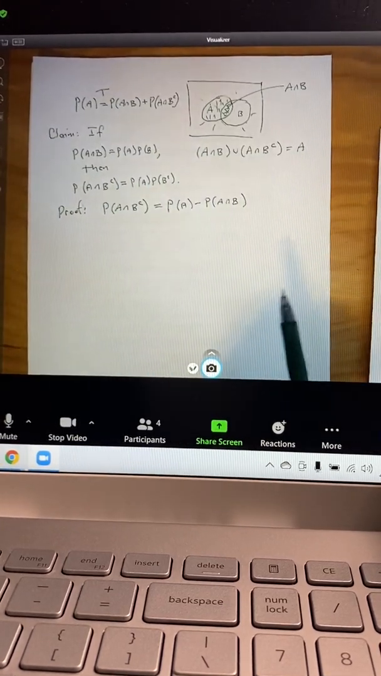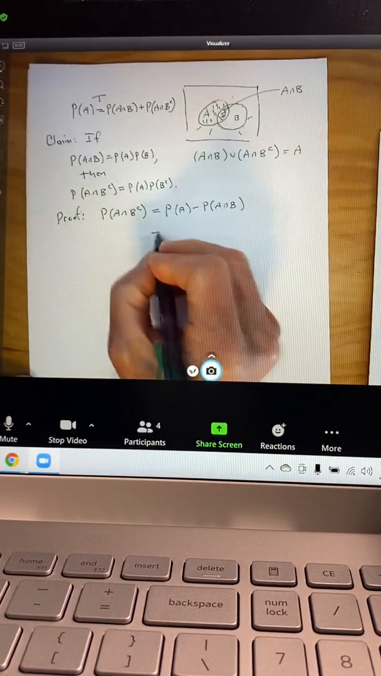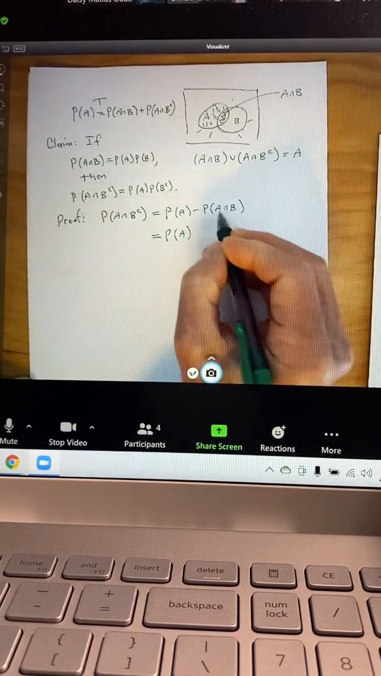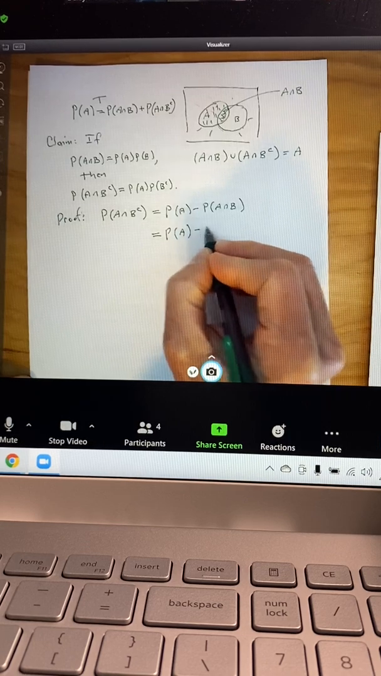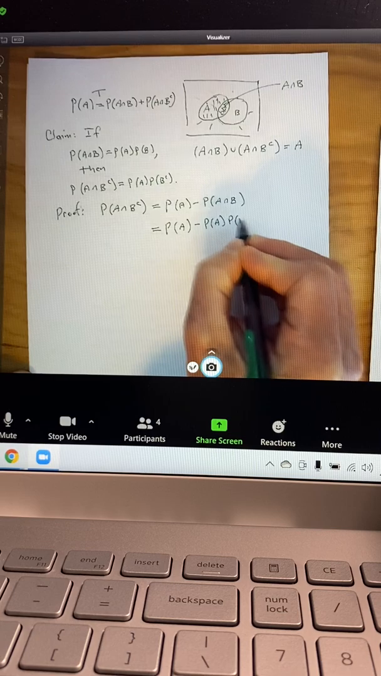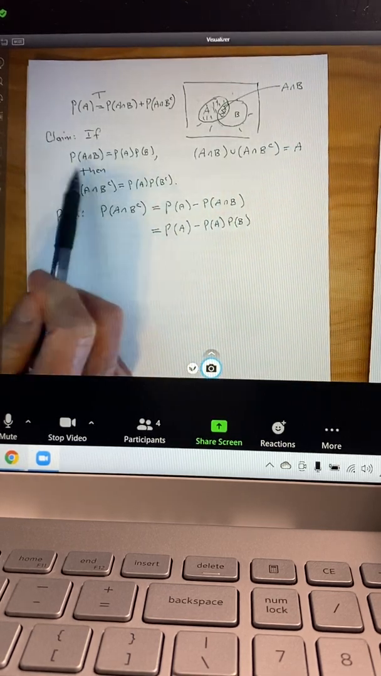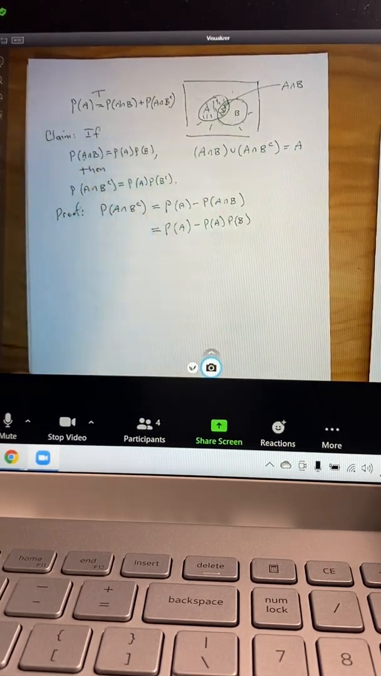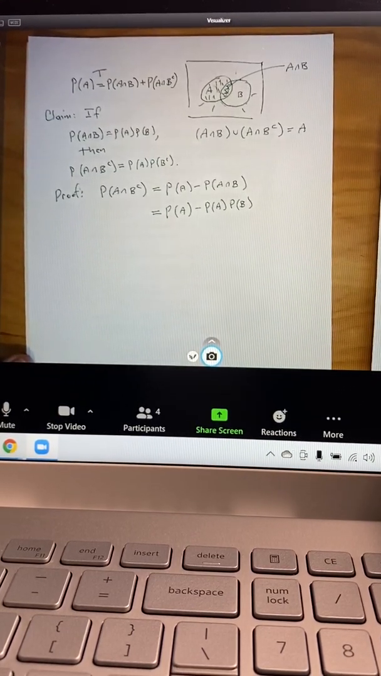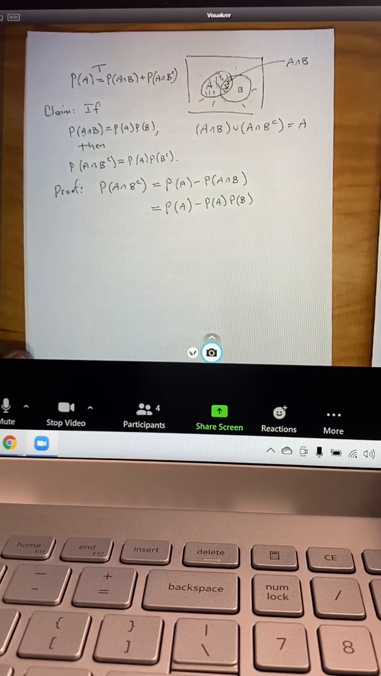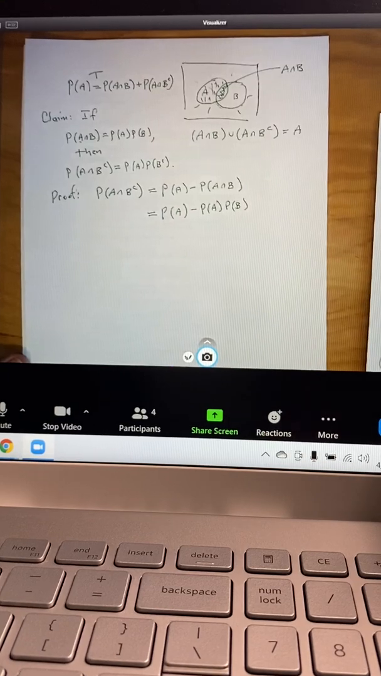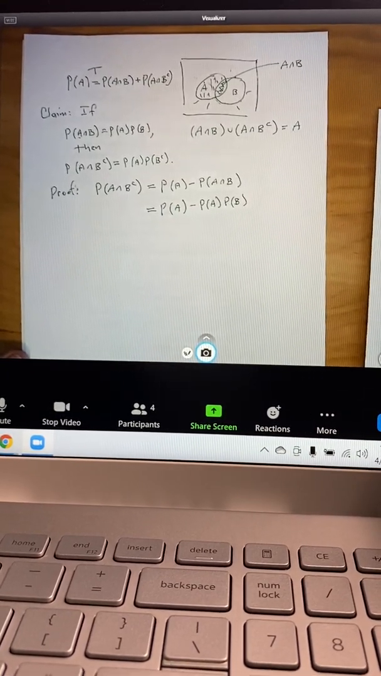Right. Okay? But by independence, the probability of A intersect B is the probability of A times the probability of B, right? That's what we're assuming going in, that A and B are independent. You agree?